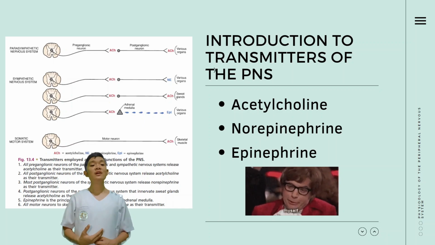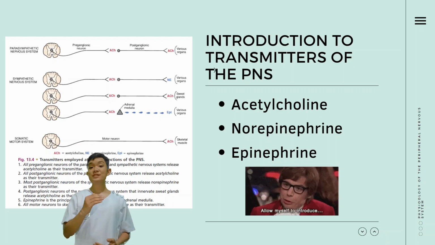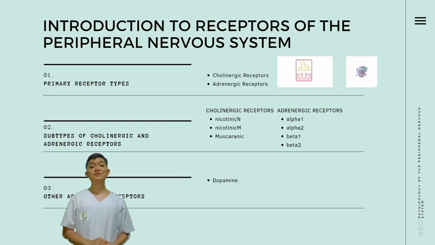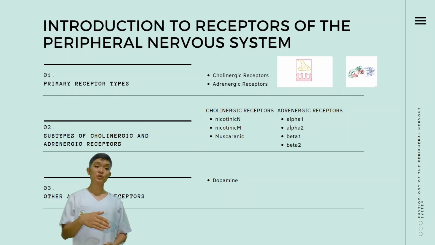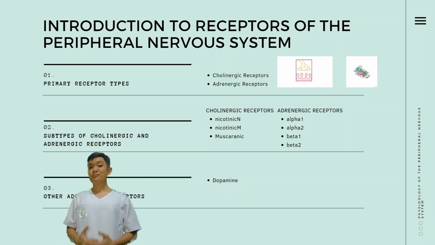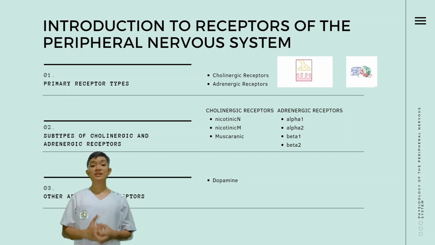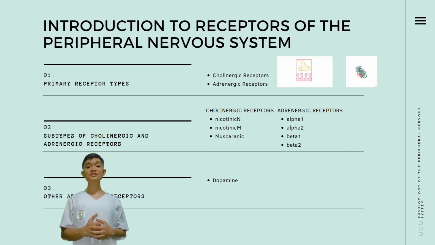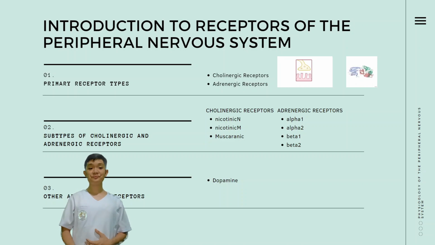Cholinergic receptors are receptors that bind to the neurotransmitter acetylcholine, while adrenergic receptors are receptors that bind to the neurotransmitters norepinephrine and epinephrine. Cholinergic receptors can be further divided into nicotinic and muscarinic receptors, while adrenergic receptors can be further divided into alpha and beta receptors. These receptors play an important role in regulating various physiological processes in the body, and drugs can be designed to selectively target these receptors for therapeutic purposes.